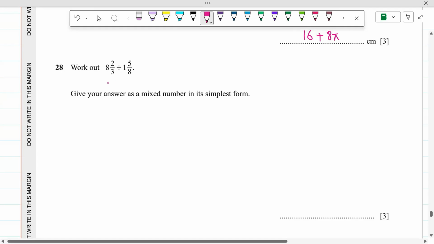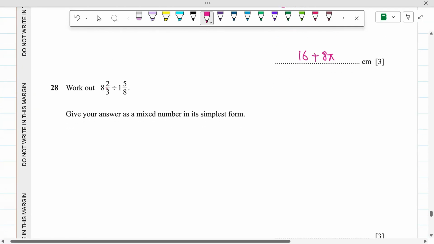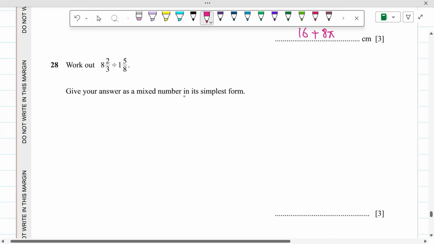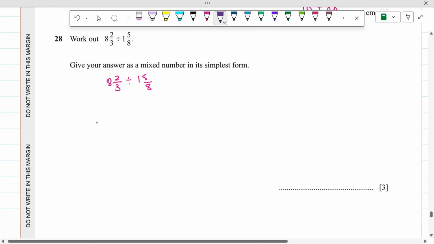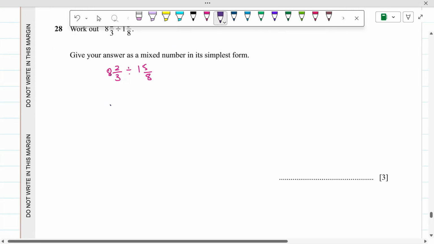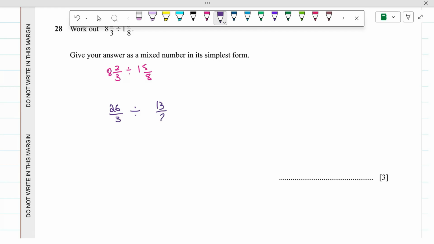Question number 28. Work out the given mixed numbers. Give your answer as a mixed number in its simplest form. Okay, we are given 8 2/3 divided by 1 5/8. First we convert the mixed numbers: 8 times 3 is 24 plus 2 is 26 over 3, divided by 8 times 1 plus 5 is 13 over 8.